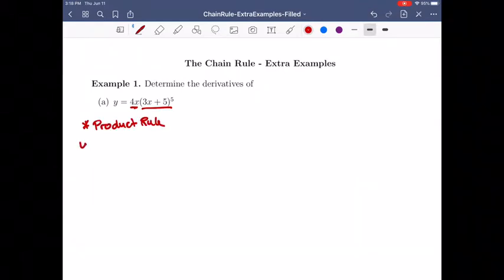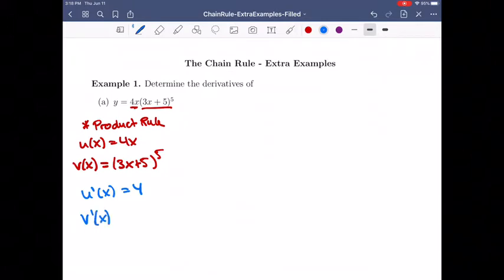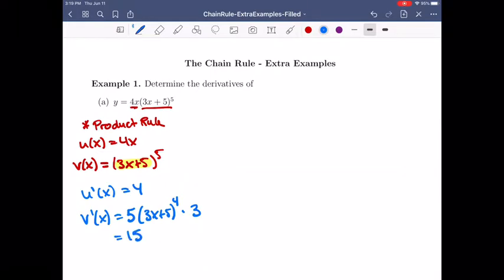Our first function is 4x, and our second function is (3x + 5) to the power 5. If we want to take these derivatives in advance, u prime of x is just 4, whereas for v prime of x, I need to use the chain rule. My inside function is 3x + 5, so it's going to be something to the power 5 that I want to take the derivative of. So it's going to be (3x + 5) to the power 4 multiplied by the derivative of the inside, which is 3. So this is going to be 15 times (3x + 5) to the power 4.